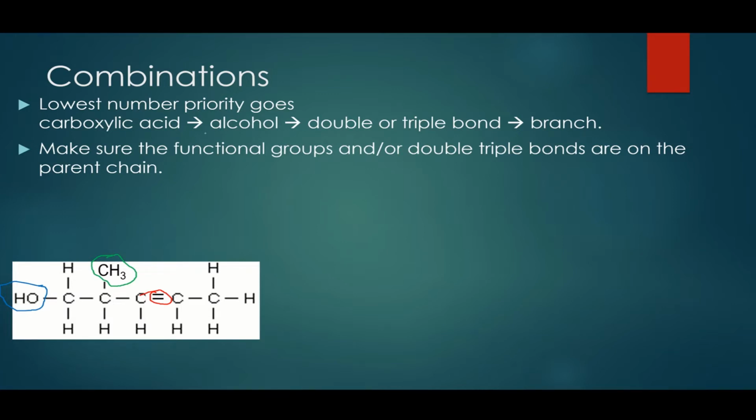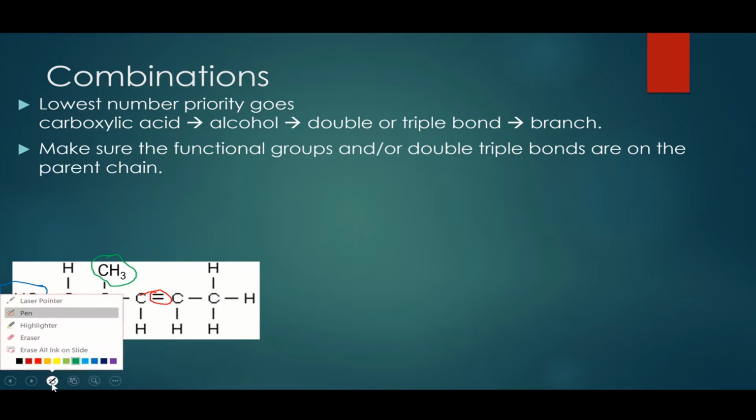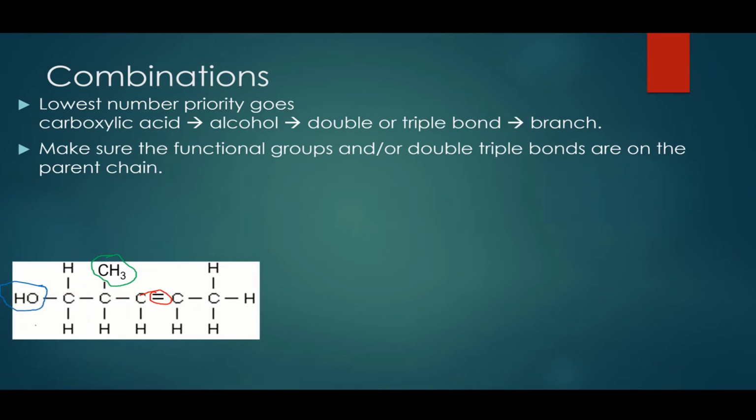Again, thinking back to our highest priority functional groups, alcohol comes before double and triple bonds, which come before branches. So when we go to number this, we want to make sure that the alcohol has the lowest possible number. Since it's a terminal alcohol, that means on the end, we'll make sure that that carbon is carbon number 1. 2, 3, 4, 5. So we have 5 total carbons.